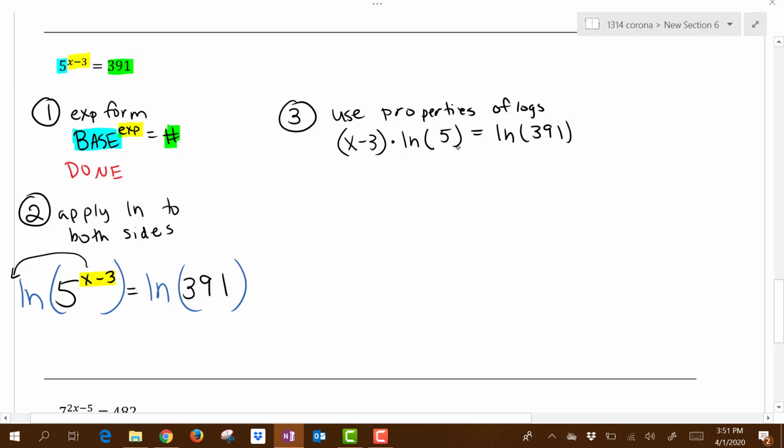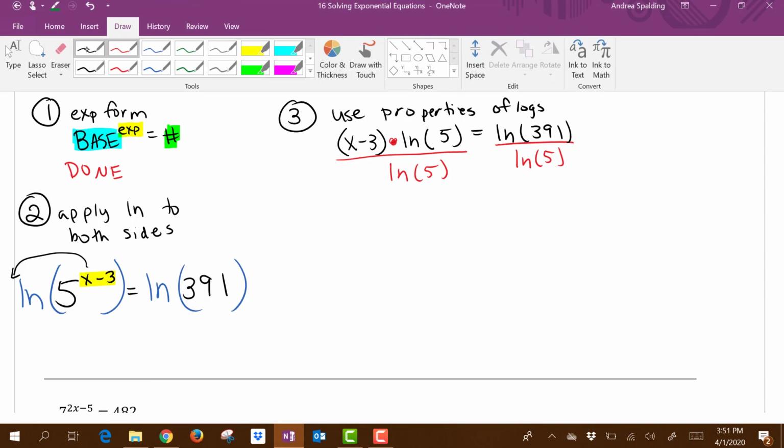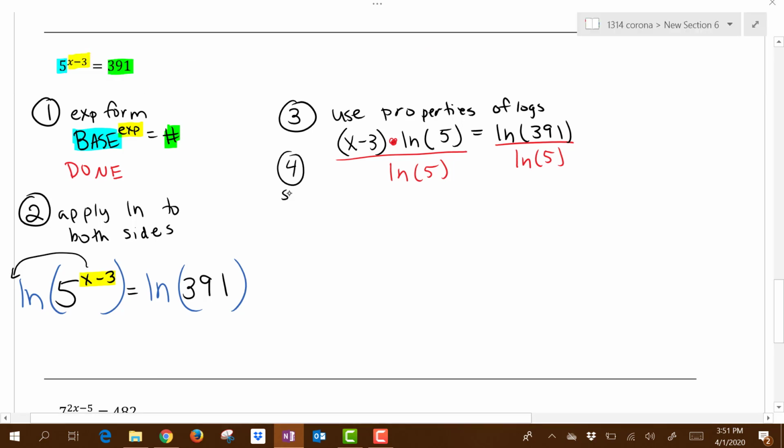Alright, we want to get x by itself. We have to be careful. The first thing I want to do is undo the multiplication here. So I'm going to divide both sides by the natural log of 5. And this is my solving for x last step here. So I get x minus 3, the natural log of 5's cancel out, equals natural log of 391 now divided by the natural log of 5.